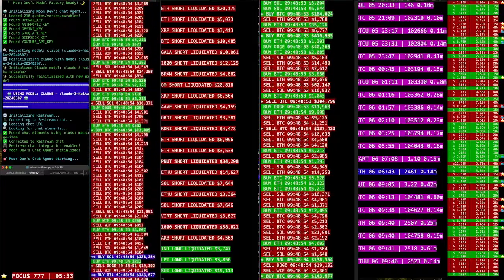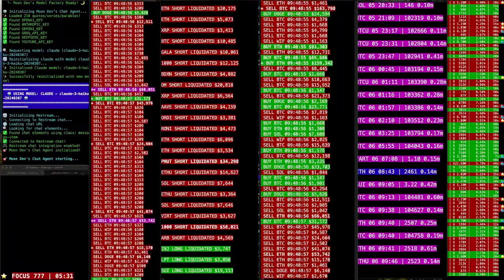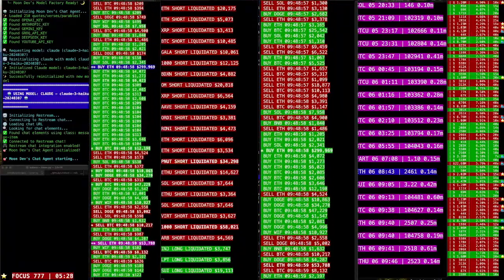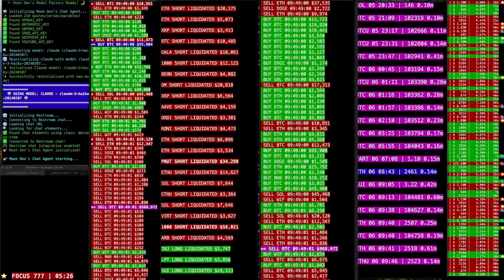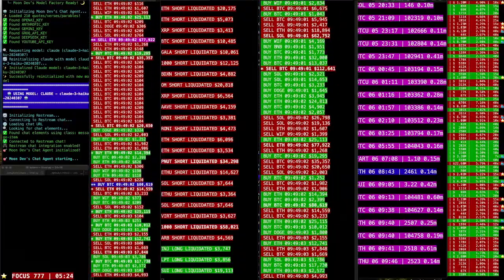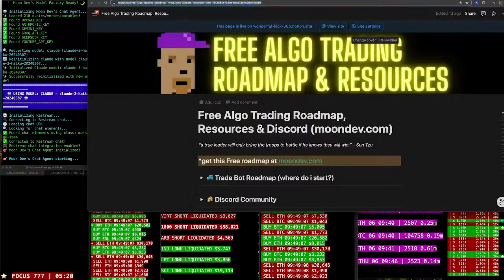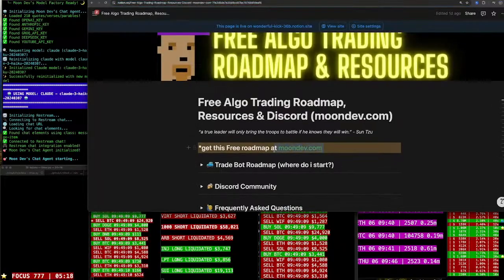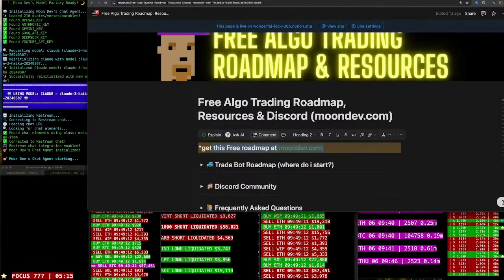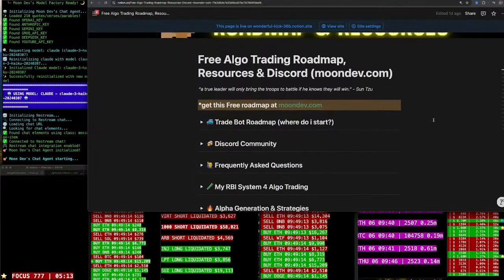So yeah, dude, I just wanted to give you a quick little overview, and I want to now show you how to take one of those ideas and then backtest it. So let's go here and let's give you that resource. The resource here is actually at moondev.com, just moondev.com. It's free. It's a free roadmap, and you can get a lot of the things that I've covered today.